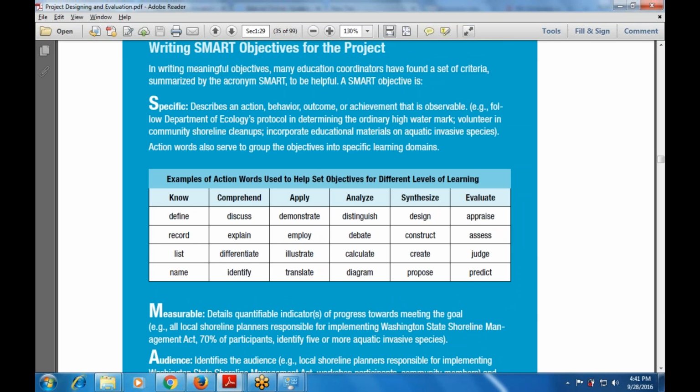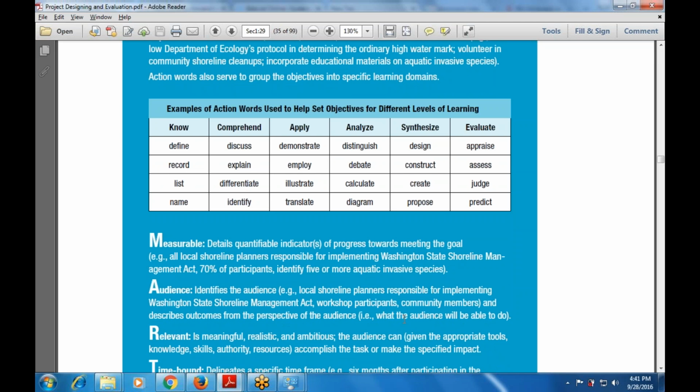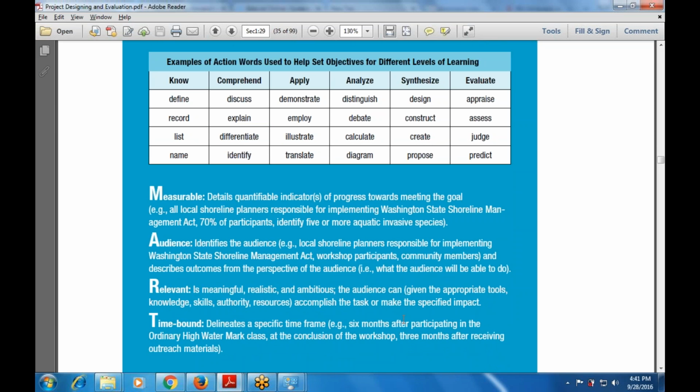Specific means describing an action, behavior, outcome, or achievement that is observable, so we have to determine objectives that are specific. Then measurable: we have to measure the content, and it must be towards meeting the goal. Then audience: identify who the audience is, such as the planning team responsible for implementing the management acts, the participants, or the community members. Then relevant: is what we are doing relevant to the task and to the main goal or objective of the organization or not?